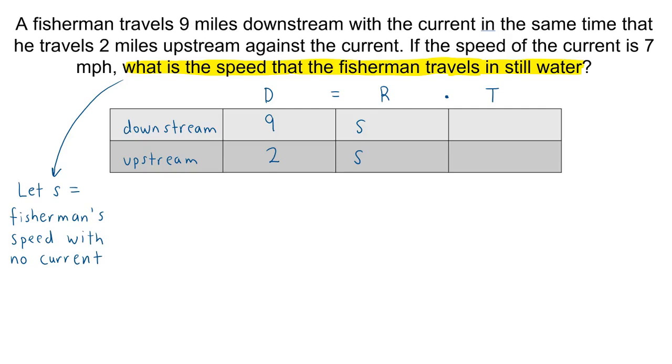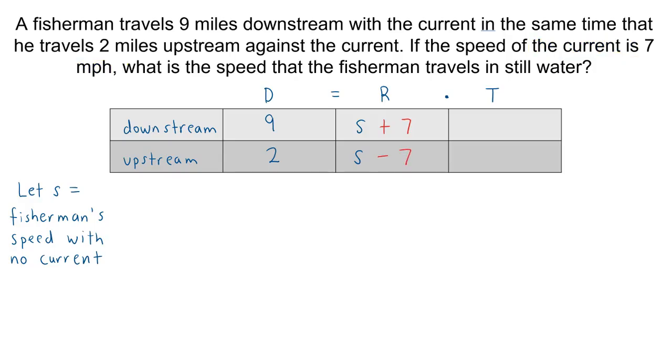So we know that S is going to be part of his rate traveling downstream and upstream. Now if we're traveling downstream, that means we're traveling with the current, which means that the current is adding to our speed. And the current is adding 7 miles per hour to our speed. So traveling downstream, our speed or our rate will be S plus 7. Traveling upstream, when we're traveling against the current, the current will take away from our speed. So our speed going upstream will be s minus 7.